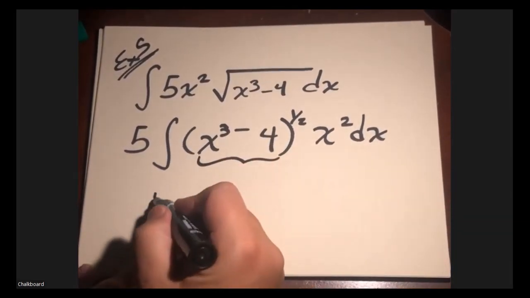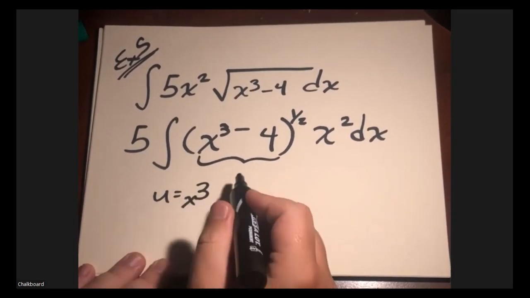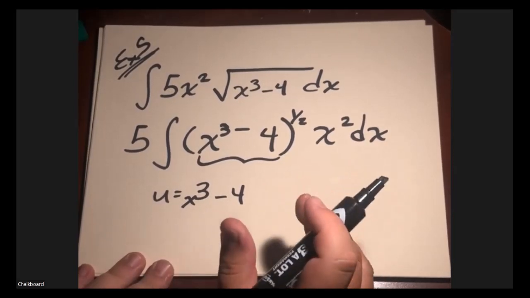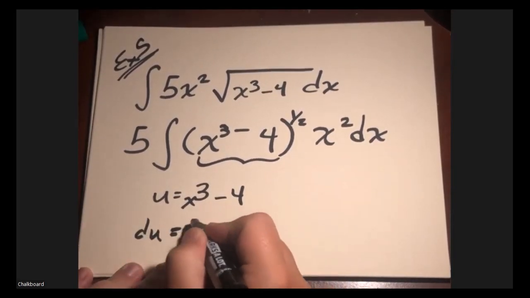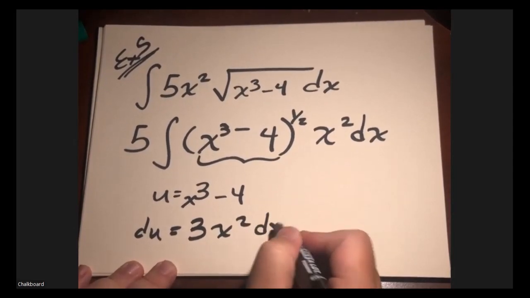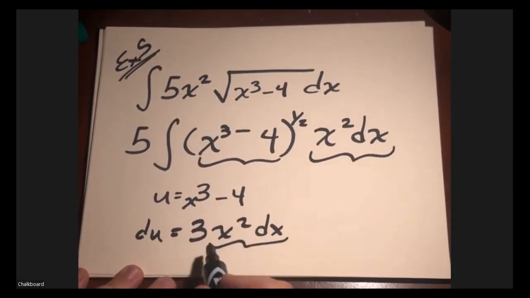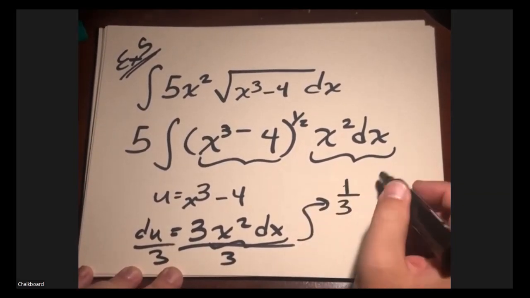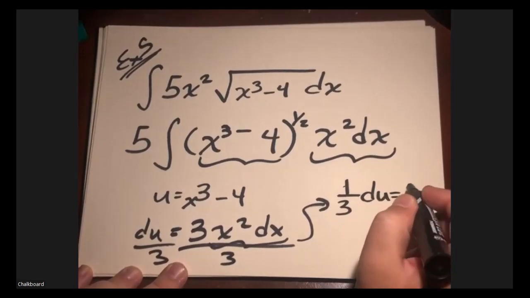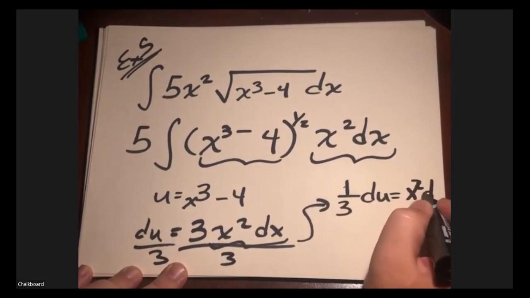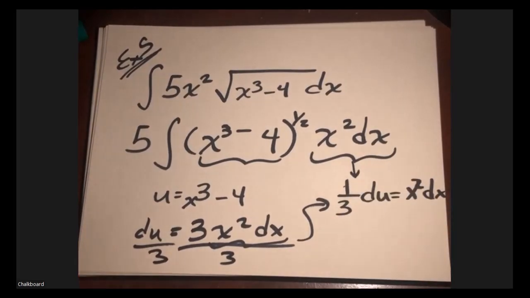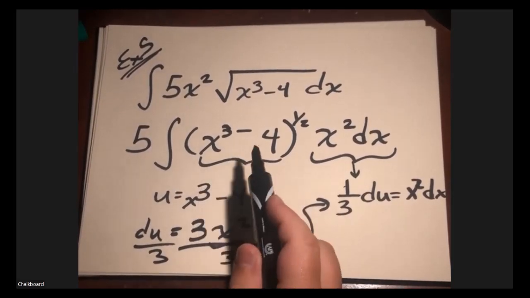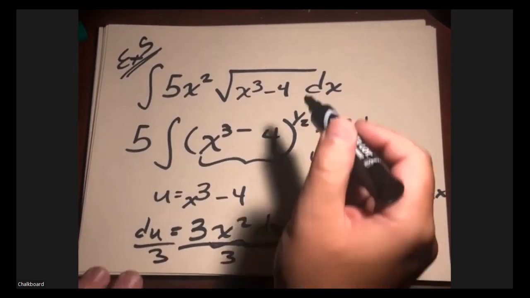Let's let this be u. Remember, when you do this, don't use the exponent, just use what's inside. So x cubed minus 4, that implies that du equals 3x squared dx. But I want x squared dx, so I'm going to have to divide by 3, which brings me to the idea that 1/3 du equals x squared dx. Okay, so for this piece, I'm going to rewrite 1/3 du. For this piece, I'm going to put u. It ought to look like this.